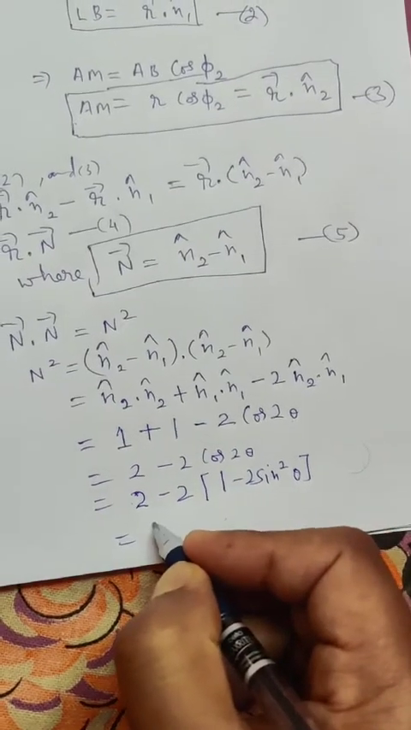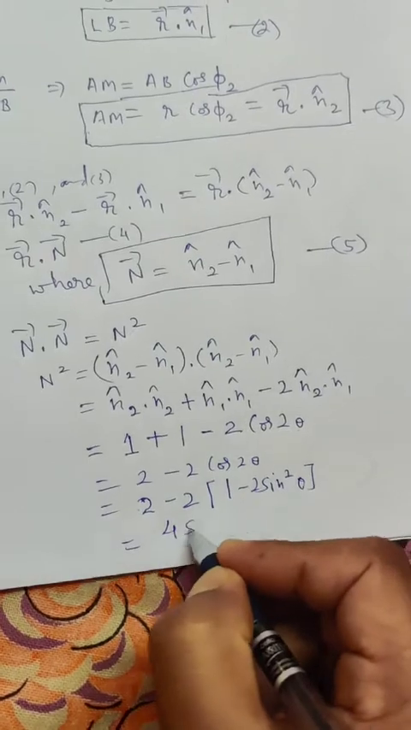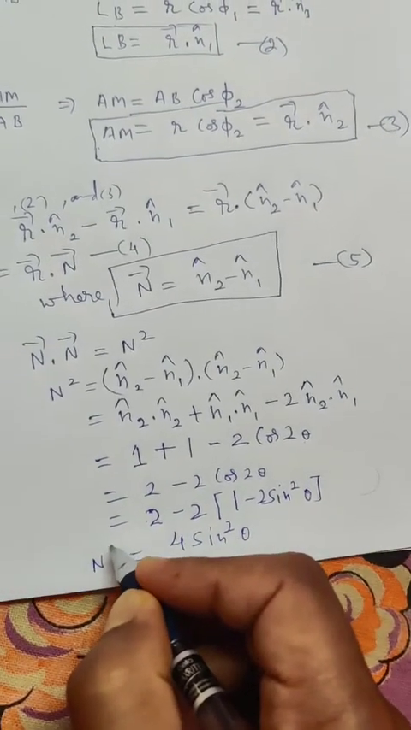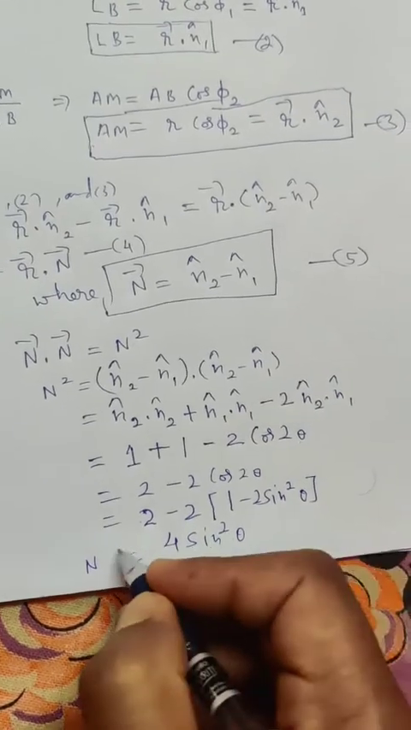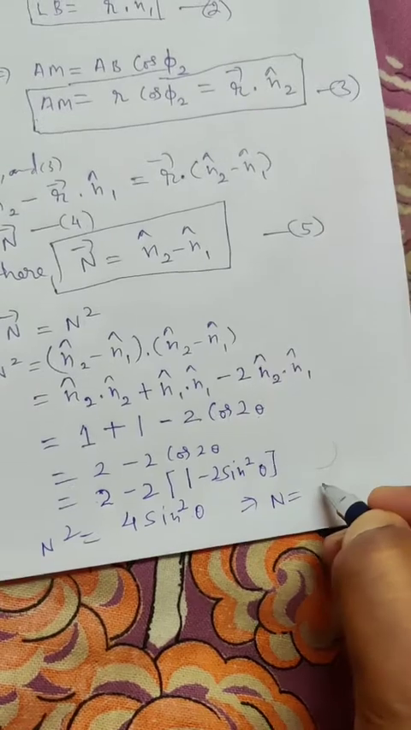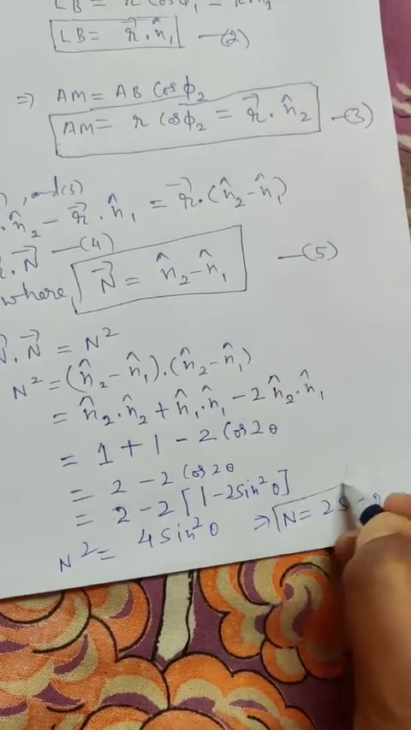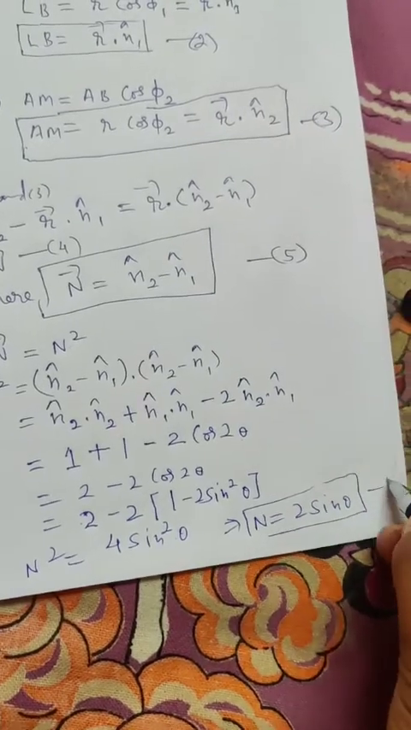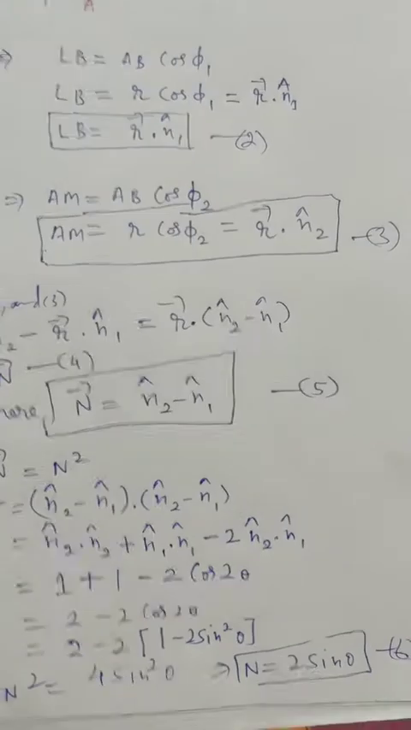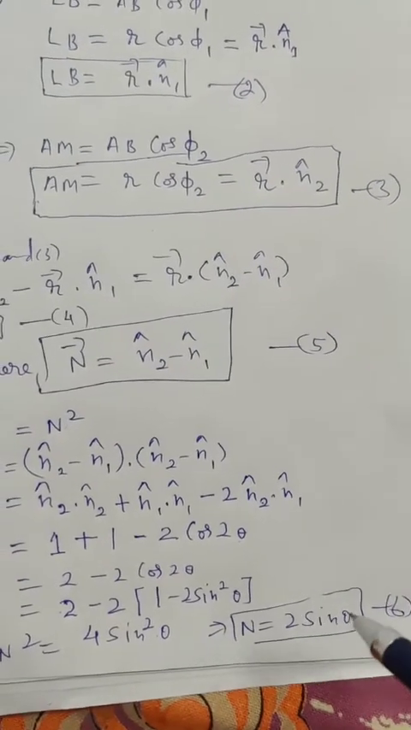So if I solve this, this will be 4 sine square theta, so this will be n square. So n will be, if you take the square root, 2 sine theta. This is the value of n. So now we have derived that n is equal to 2 sine theta.